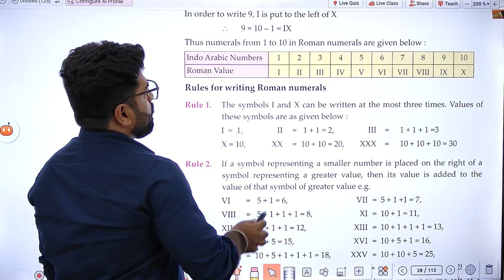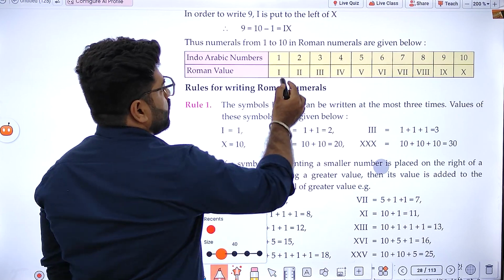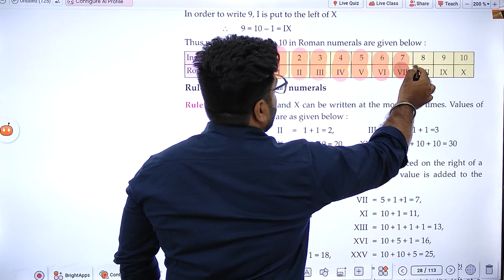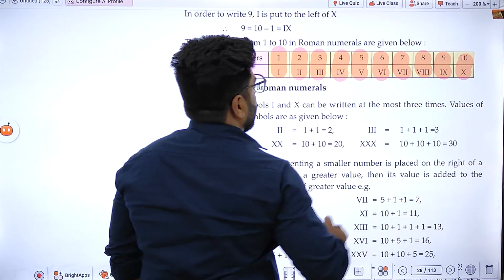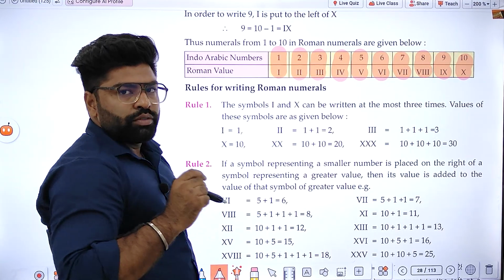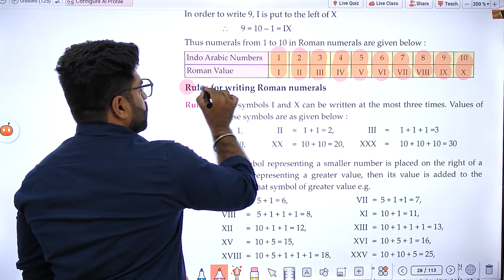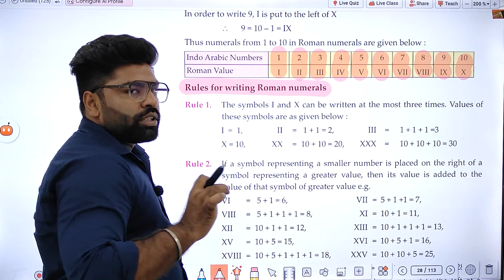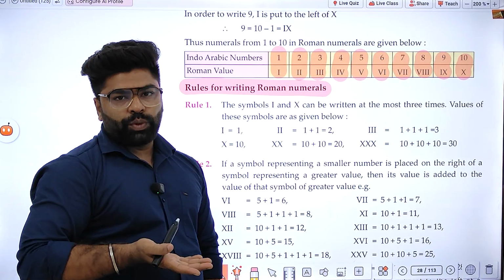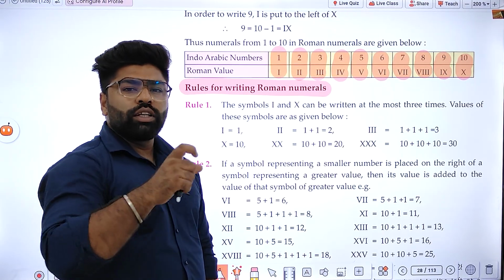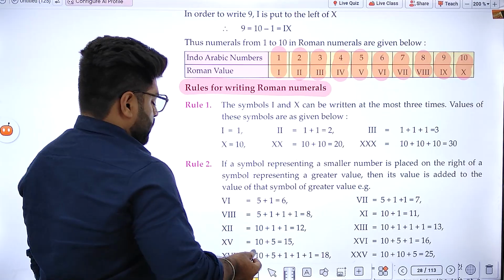So let's see. Here we are having some symbols: 1, I, 2, 3, 4, 5, 6, 7, 8, 9, 10. So here we are having symbols from 1 to 10. Now we are going to learn the rules. We don't have to write the numbers only till 10. We have to write further. So we are going to know the rules of how we form the numbers in Roman symbols.